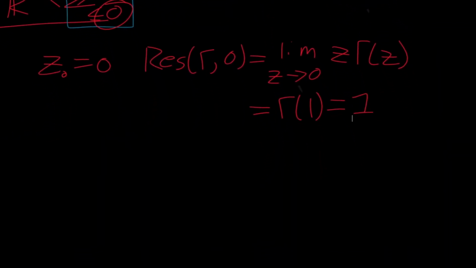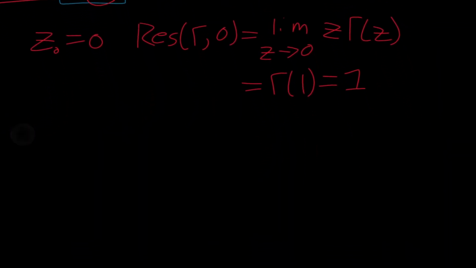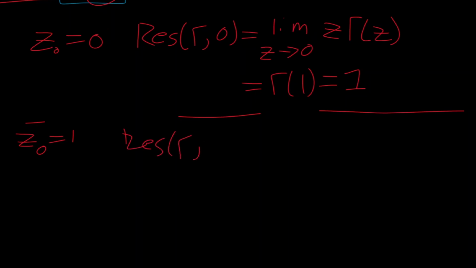Let's find the residue at negative 1. So let's say z naught is equal to negative 1 now. The residue of gamma at negative 1 is going to be the limit as z approaches negative 1 of z plus 1, because our z naught is equal to negative 1, times gamma of some z.